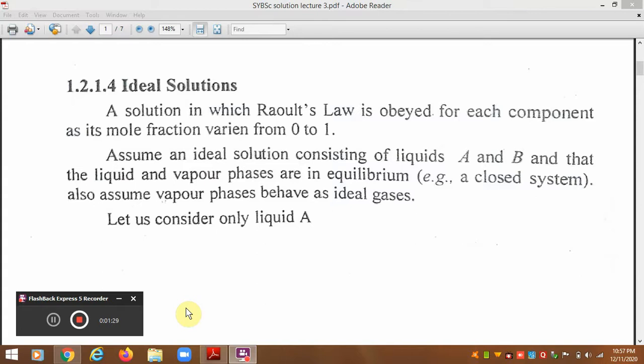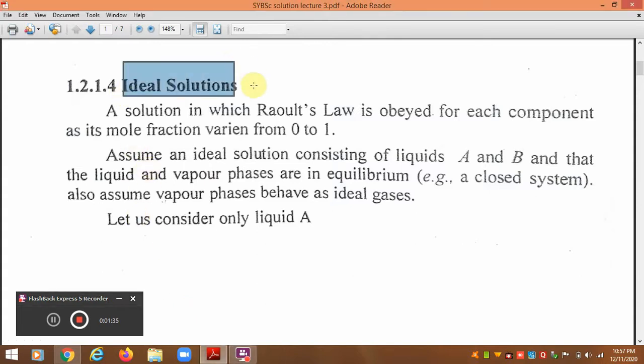Today also here you can see, we are able to define the ideal solution. So what is the ideal solution here? The ideal solution is the solution in which Raoult's law is obeyed by each and every component as its mole fraction varies between 0 and 1. So simply we can say that the solution in which its components obey Raoult's law is called the ideal solution.